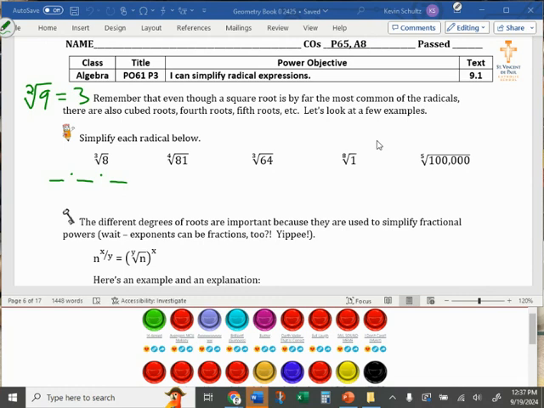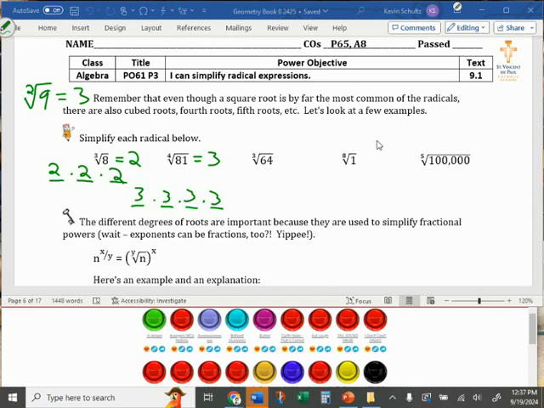Well, that would be 2, right? 2 times 2 times 2 is 8, so the cubed root of 8 equals 2. The fourth root of 81 means what number times itself, times itself, times itself. What number to the fourth power is 81? 3. Right? 3 times 3 times 3 times 3. The fourth root of 81 is 3. So we do it like that?